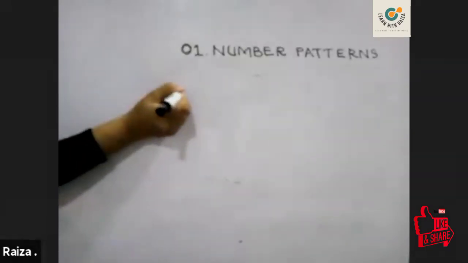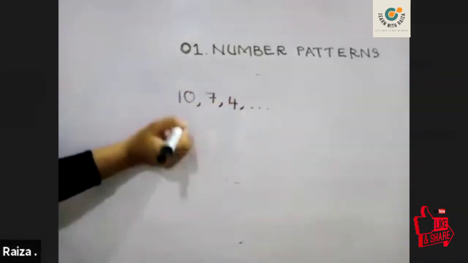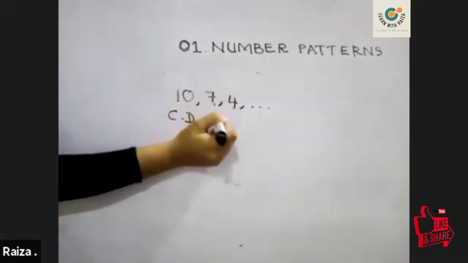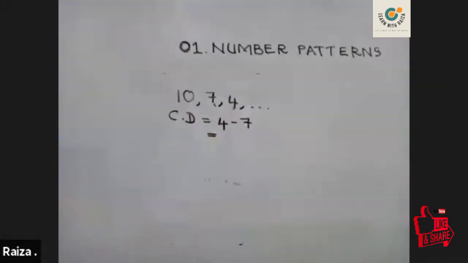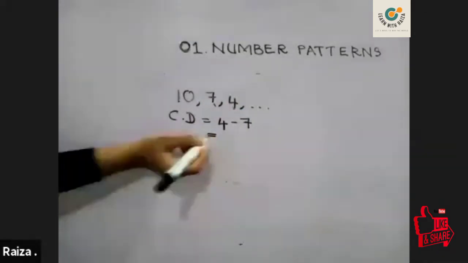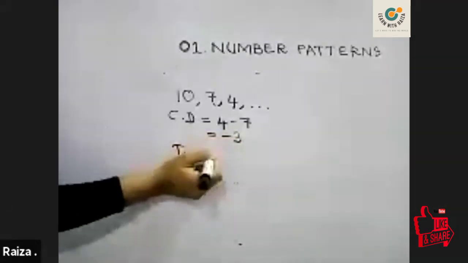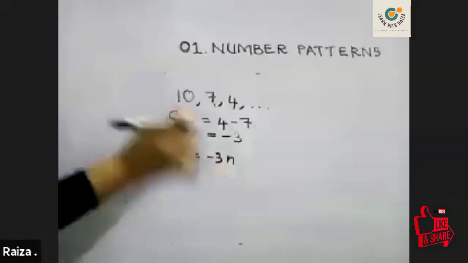If it's a pattern like 10, 7, 4, and some other numbers, what is the common difference? How to subtract 4 minus 7? Okay, never mind. 7 minus 4 is 3. 4 minus 7 is minus 3. Then the general term will be, you write down the common difference, put the n. We'll see whether we are getting the first term.